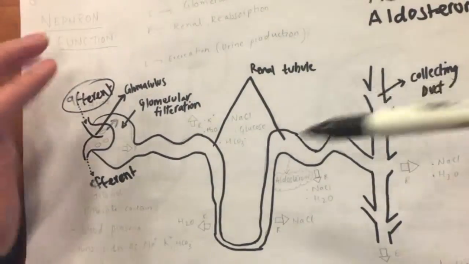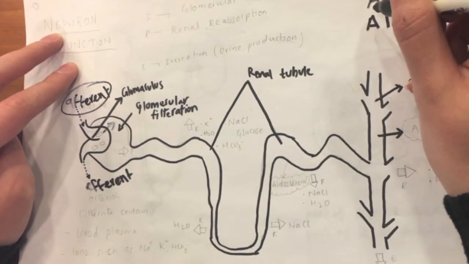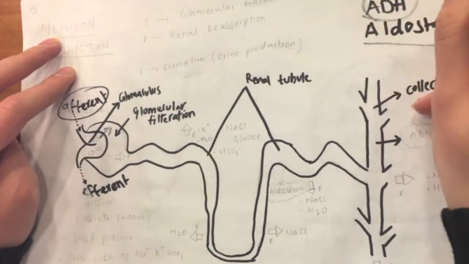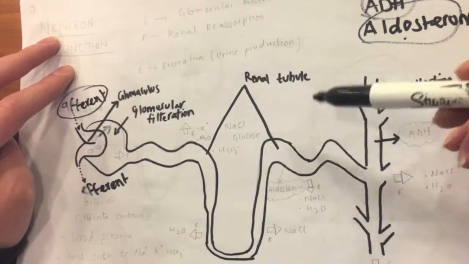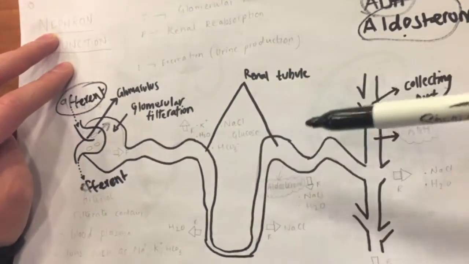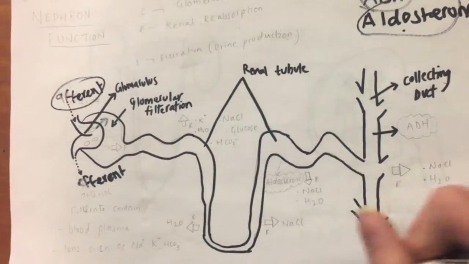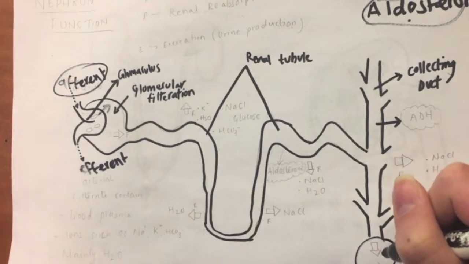Sometimes when the body gets really dehydrated, it produces hormones such as ADH, which is antidiuretic hormone, and aldosterone. Together these help the retention of water and reabsorption of water into the blood, and as a result a darker, more concentrated urine is produced.